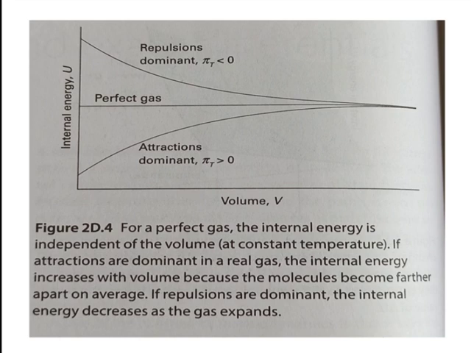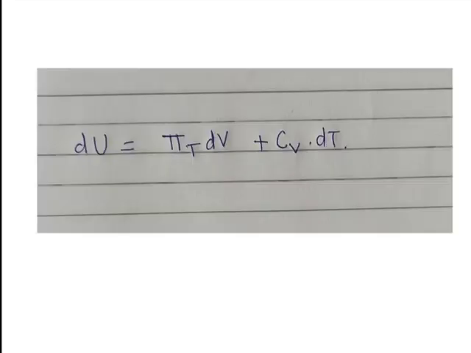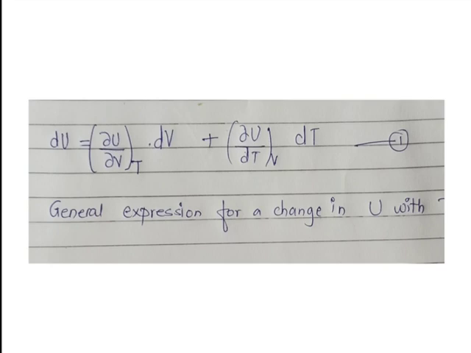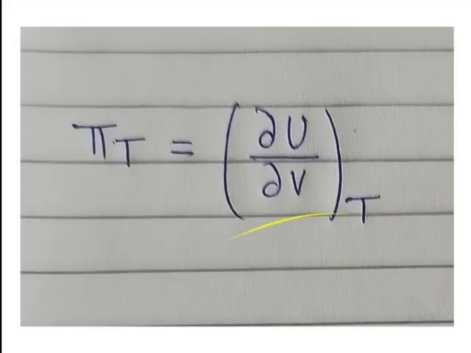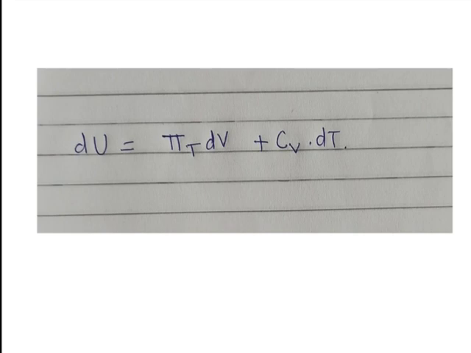And in terms of the notation Cv and pi t, we can write equation number 1 again. See here is our equation number 1. du is equal to du by dv at constant temperature into dv plus du by dt at constant volume into dt. So du by dt at constant volume, we have seen this is the definition of heat capacity at constant volume. So we can write here Cv. And now we have seen the next definition, du by dv at constant temperature is equal to pi t. So instead of this we can write pi t. So our equation 1 can be written as du is equal to pi t into dv plus Cv dt. So pi t dv plus Cv dt, this is our third equation.